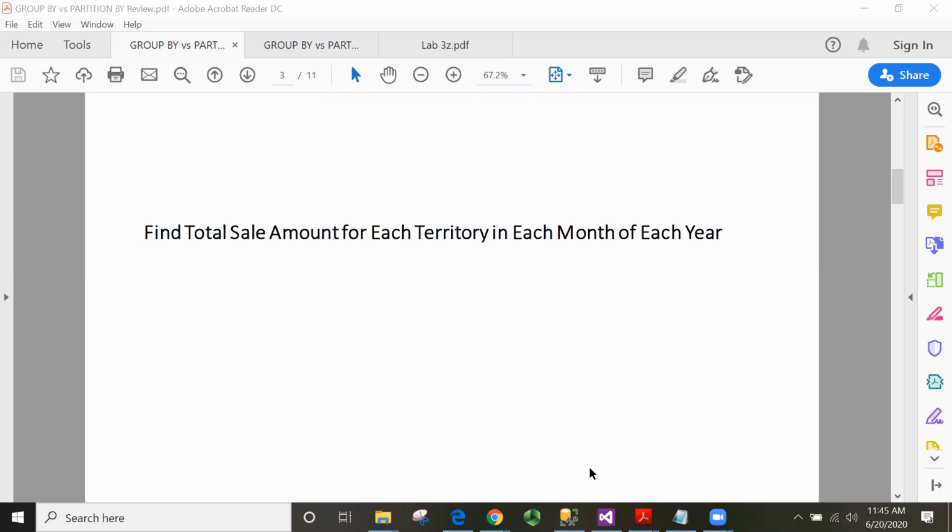So when we summarize our data and calculate the total, we will group by territory, for example. But we also need to do data grouping, because we want to find out the total sale amount for each territory in each month of each year. Then how do we group data for that requirement?